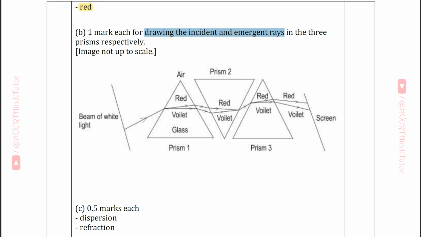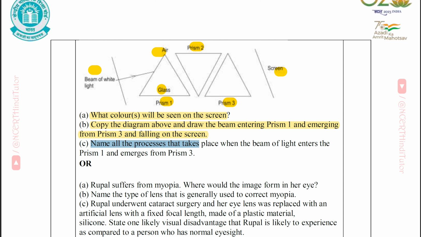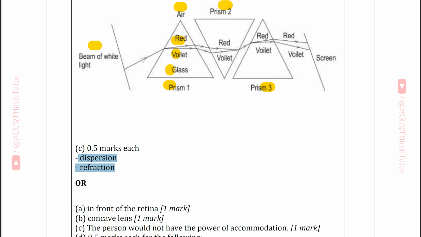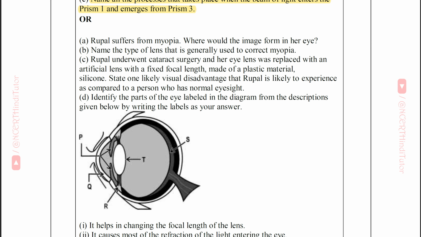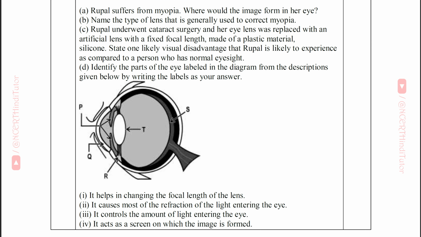Drawing of the incident and emergent rays in the three prisms respectively. Beam of light, air, red, violet, glass, prism 1, prism 2, prism 3. C. Name all the processes that take place when the beam of light enters prism 1 and emerges from prism 3. Answer. Dispersion, refraction. Or, Drupal suffers from myopia. Where would the image form in her eye? Answer.